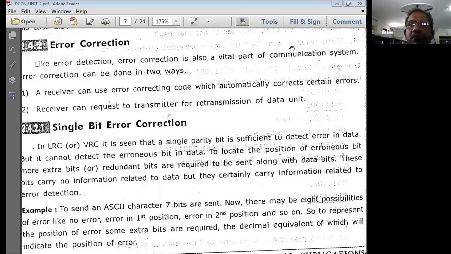Welcome back to the online sessions on DCCN. In today's session, we'll try to go through some of the techniques that are involved with error correction.